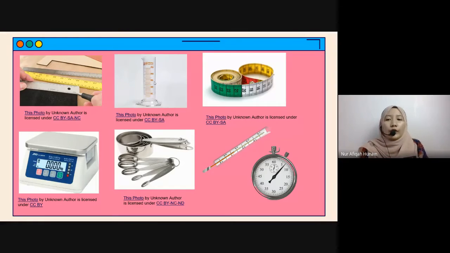Okay, let me introduce to you several different types of measuring tools. The first one is the ruler. I bet you are familiar with the ruler. Most of you have a ruler, either a short 15 cm ruler or a long 30 cm one. The second one is beside the ruler.